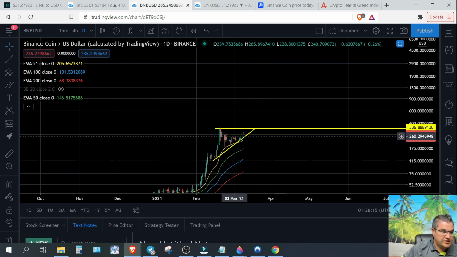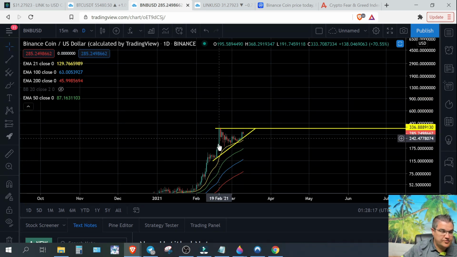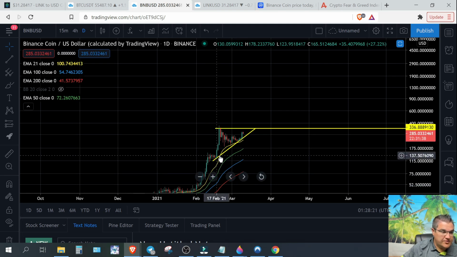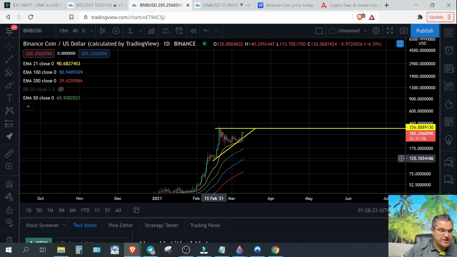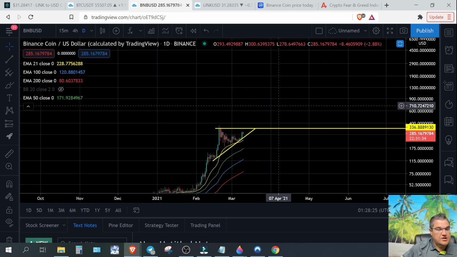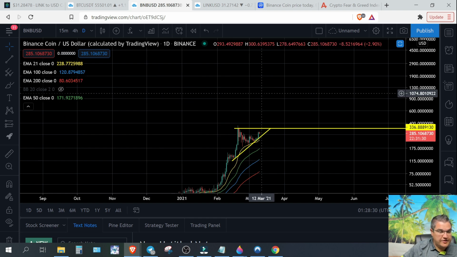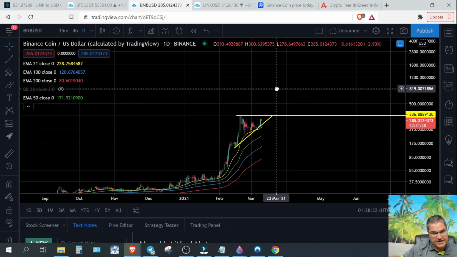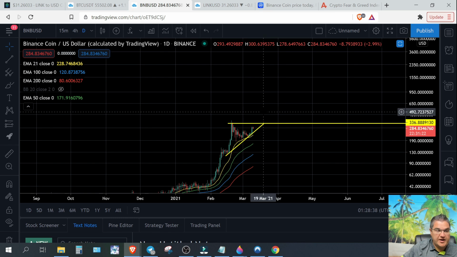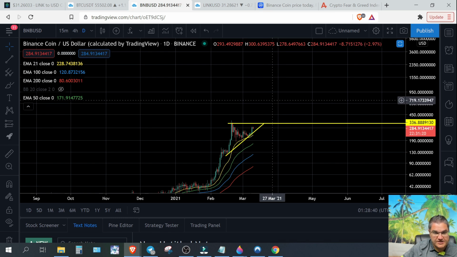If this past few moves were to repeat and we get another breakout of our flat top like we have done before, this could break out between 850 to 900. Now, is that the most it could go? Of course not. Is that likely? Of course not. But we need to be prepared for the upside as well as the downside.